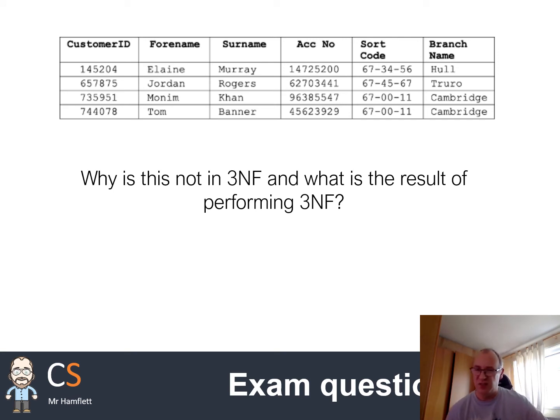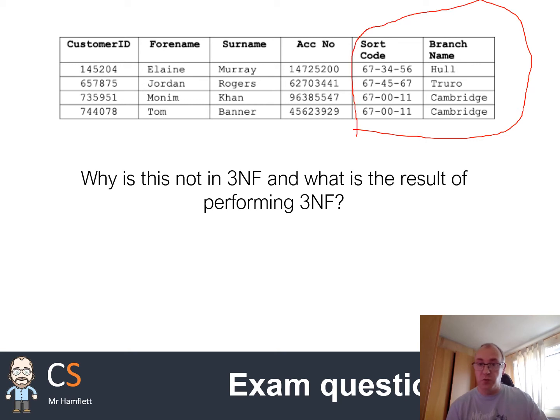Okay, now that's a weird way to think about it. Let's actually look at the table itself, and hopefully it should be fairly obvious because we've got information about a customer, we've got information about banks. Okay, so split them apart. Simple as that. So here we've got two fields, sort code and branch name. Well, the branch name is the name of the branch, the bank. So if it's in Hull, Cambridge, or whatever. And also we have the sort code for that.